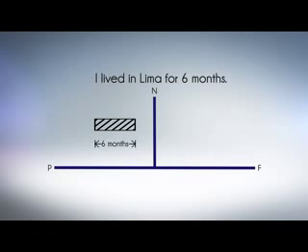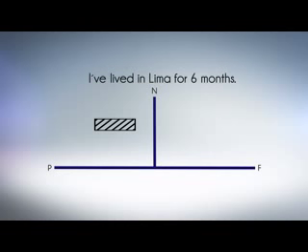Let's compare that with this sentence. I've lived in Lima for 6 months. We could illustrate this on the timeline as follows. I'm still living in Lima, so that means I arrived 6 months ago. If this month is June, then that means I arrived in January.